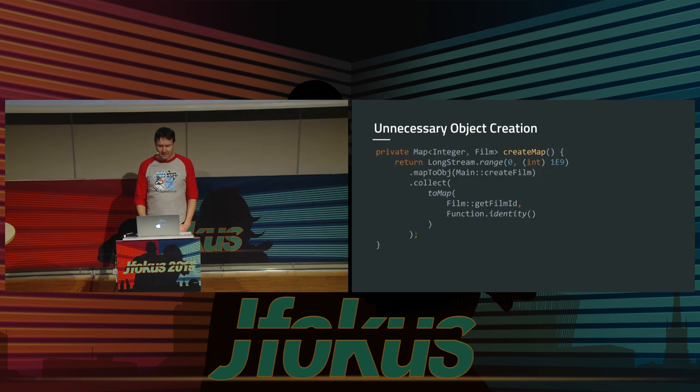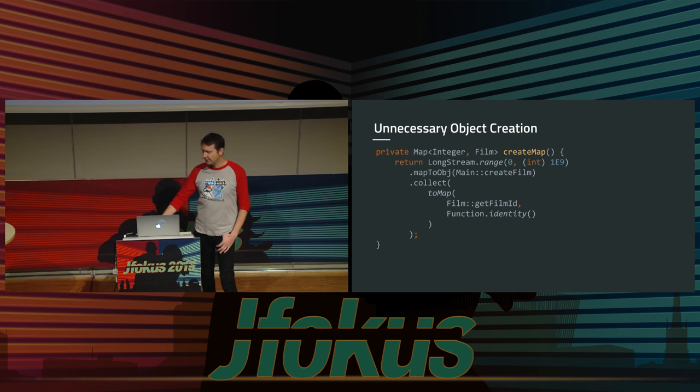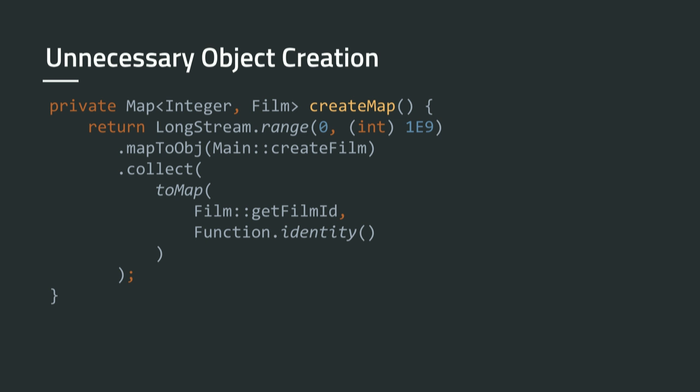Okay, unnecessary object creation. Let's look at this example here. Here we create a quite big map. It contains a billion objects. We iterate a billion times. We create a film in this example. I tend to use film in my examples. You will see that later on in the presentation.